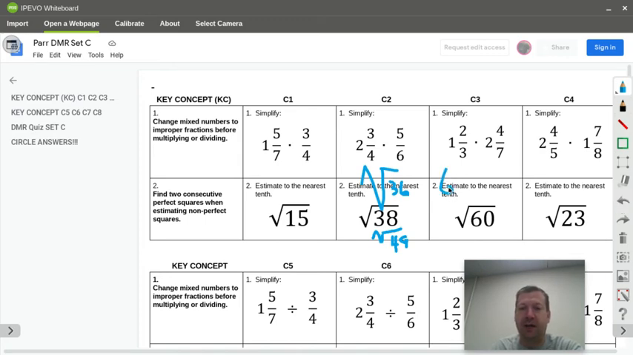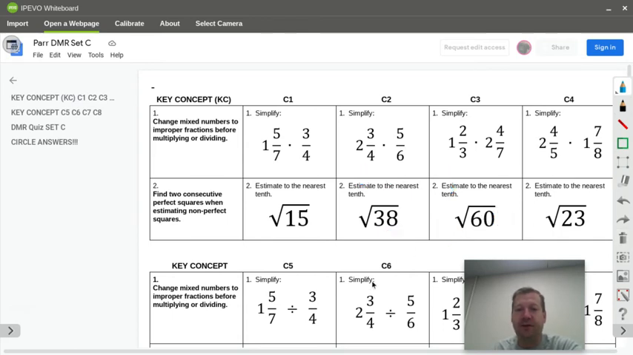And 38 is closer to 36 by quite a bit. And so I know my answer needs to be closer to 6 than it is to 7. So I'm going to estimate my answer at around 6.1. Since it's an estimate, it doesn't have to be exact. You don't have to pull a calculator out and get an exact answer. You want it to be close. 6.2 would have also been counted because it would have been close.